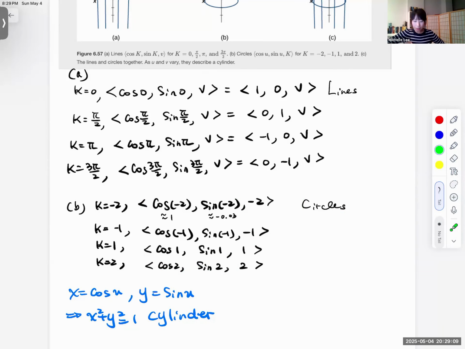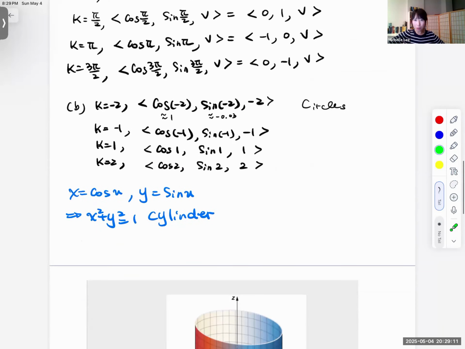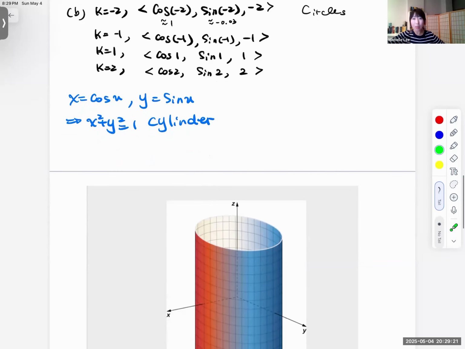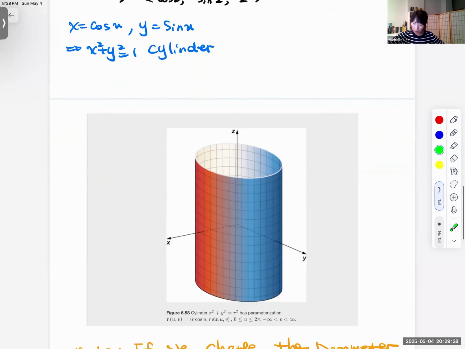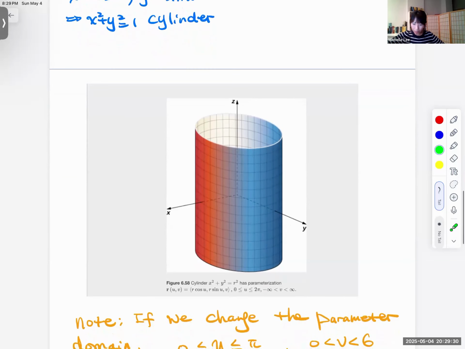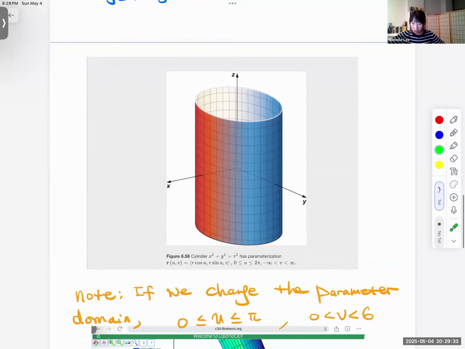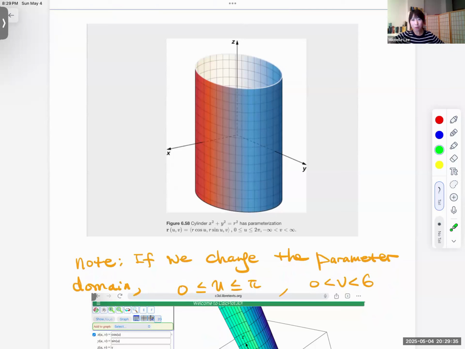We knew that x equals cosine u and y equals sine u, so we can express x squared plus y squared equal to 1. So it's a cylinder in 3 dimensions. In 2 dimensions we said a circle, and in 3 dimensions we say a cylinder. Now if we change the parameter, this picture is about x squared plus y squared equal to r squared.